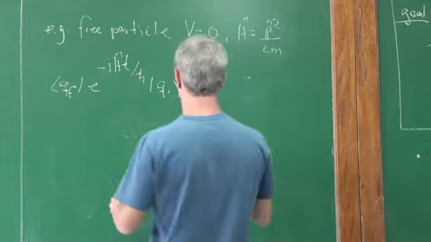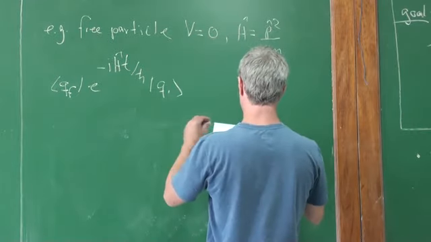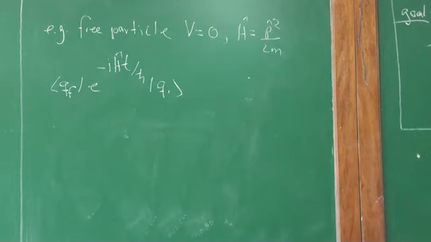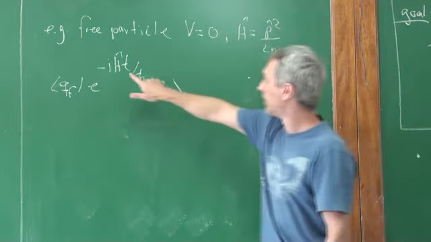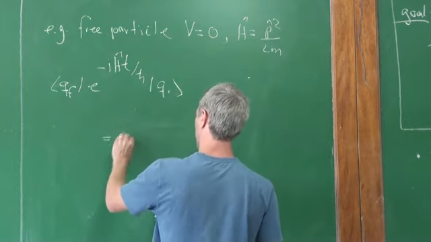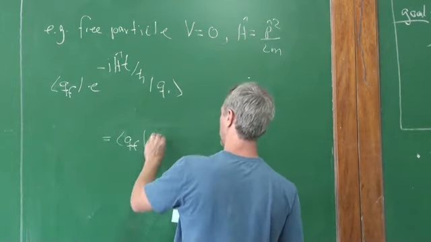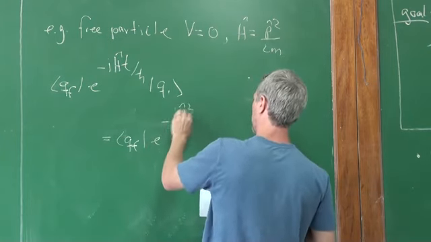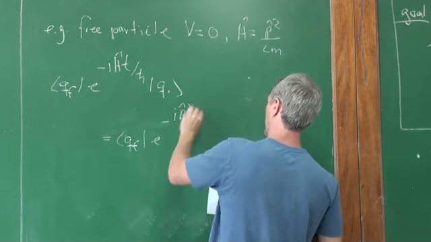Now, if you want to calculate this, what is the straightforward thing to do? Let me write down once explicitly, inserting the Hamiltonian, e to the minus i H t over h bar.